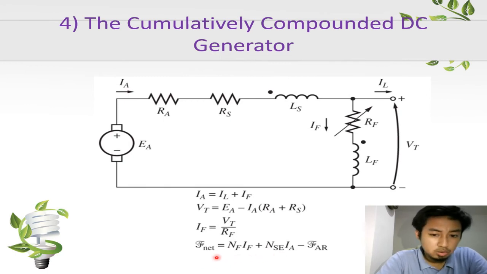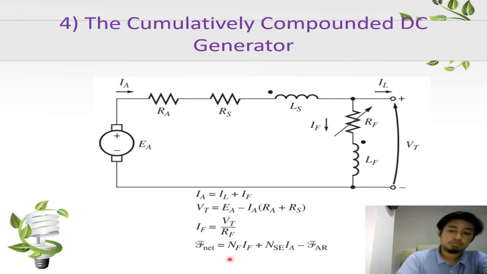Okay, so based on this one, they have FSE here, which is the series field magnetomotive force, and for FAR, this is the armature reaction magnetomotive force. The equivalent effective shunt field current for the machine will be like this one. So the equation is still the same as the previous.